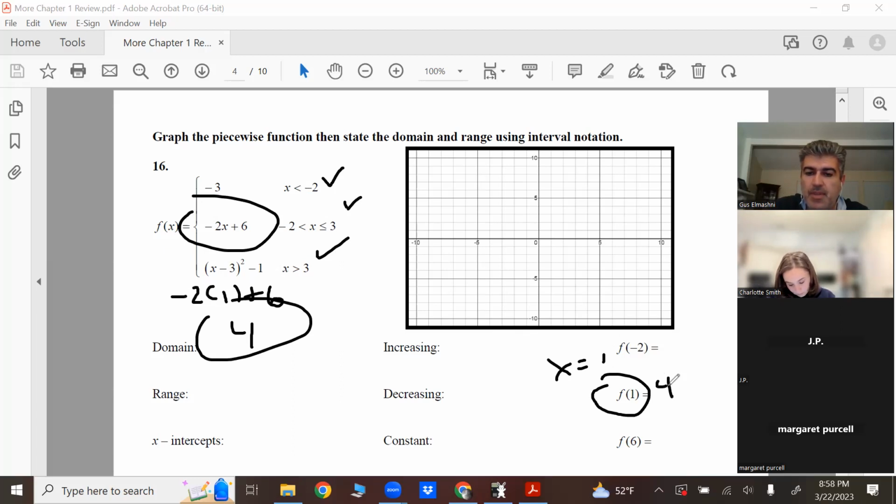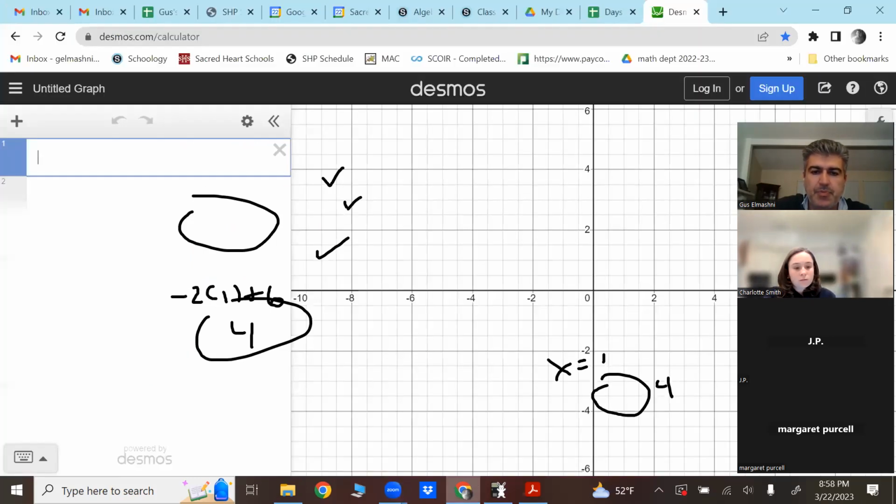Oh, okay. So then like for domain, range, x-intercepts. But see, I'm going to give you the graph though. Oh, okay. I'm going to give you the graph. So that's why I'm going to Desmos right now.